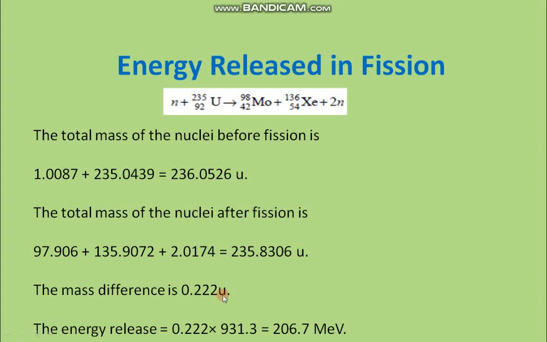And we have 1 AMU is equal to 931.3 MeV. So here we have 0.222 AMU. So the energy released is equal to 0.222 into 931.3, which is equal to 206.7 MeV, which is the second method to calculate the energy released for a single fission. From both methods, we got nearly 200 MeV of energy as result.